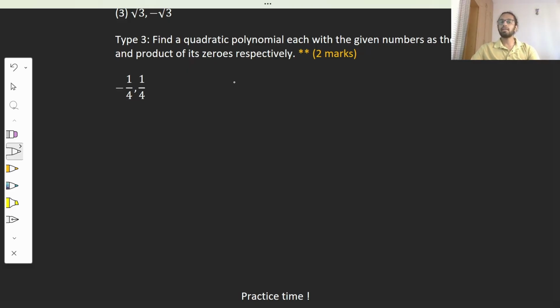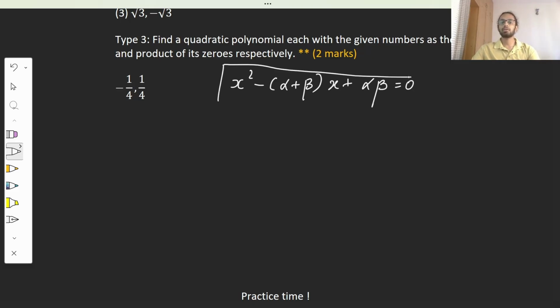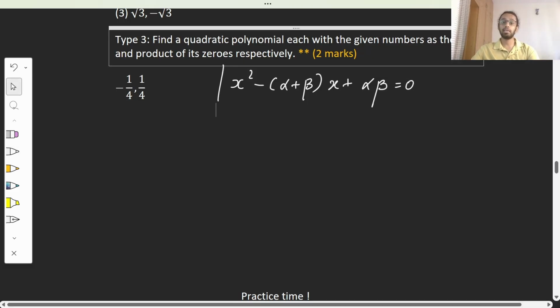So there is a format for this, which is x square minus sum of the zeros times x plus product of the zeros. This is very important. X square minus alpha plus beta times x plus alpha beta. This is the general format that we will be using to solve or to find the quadratic equation if the zeros are given.